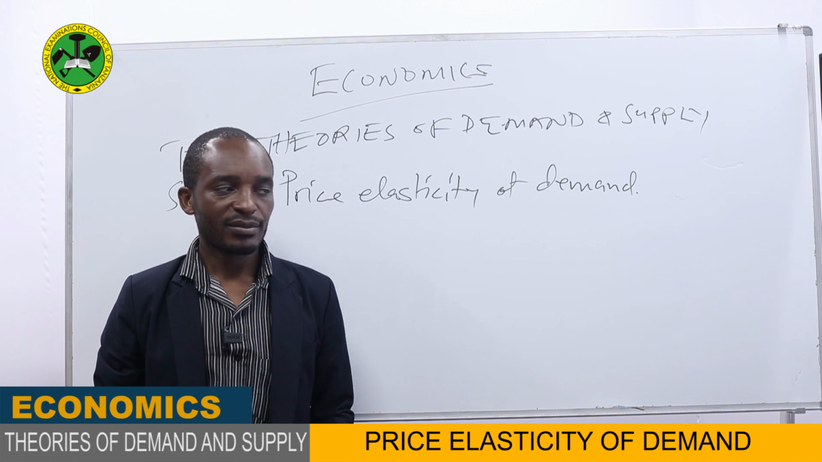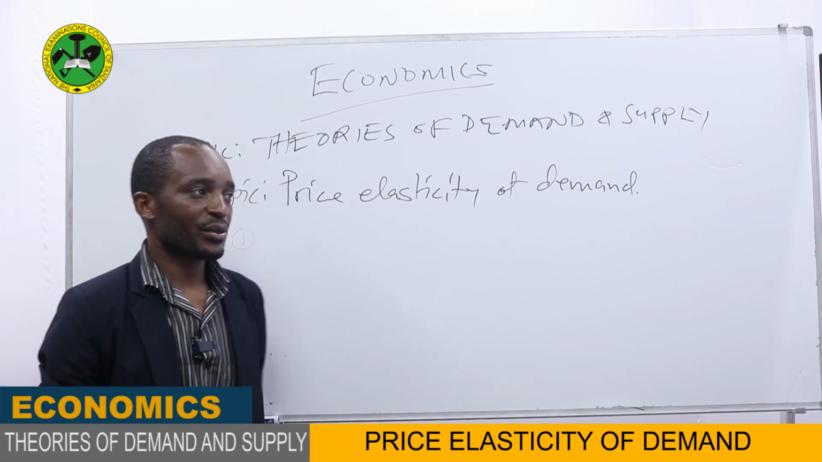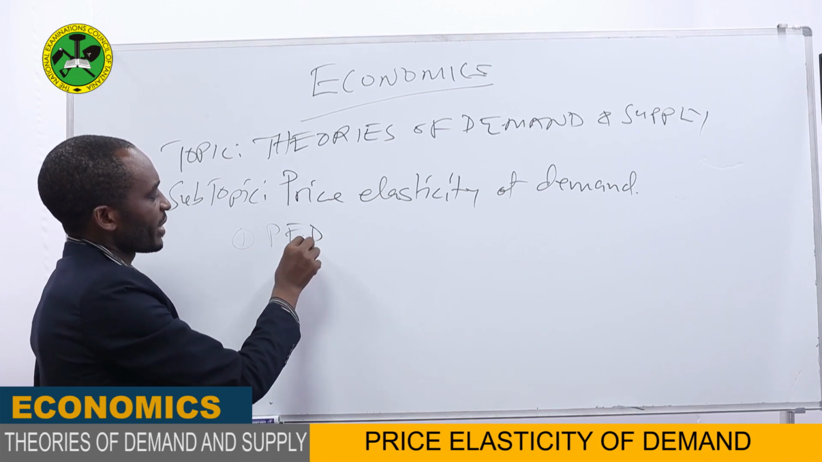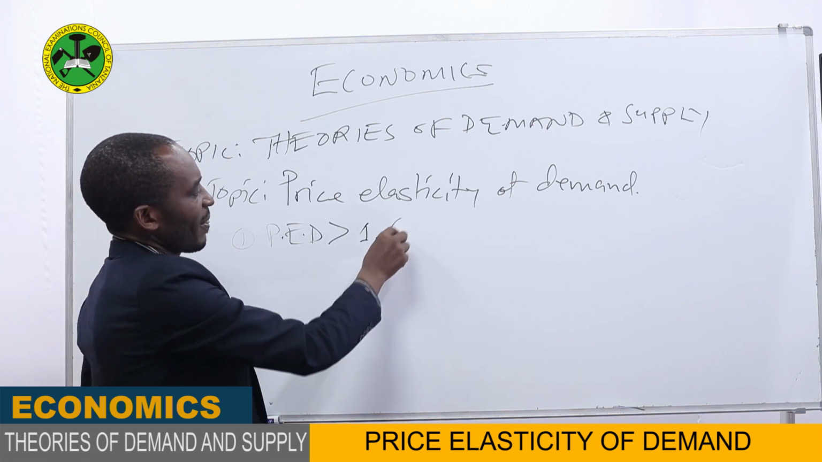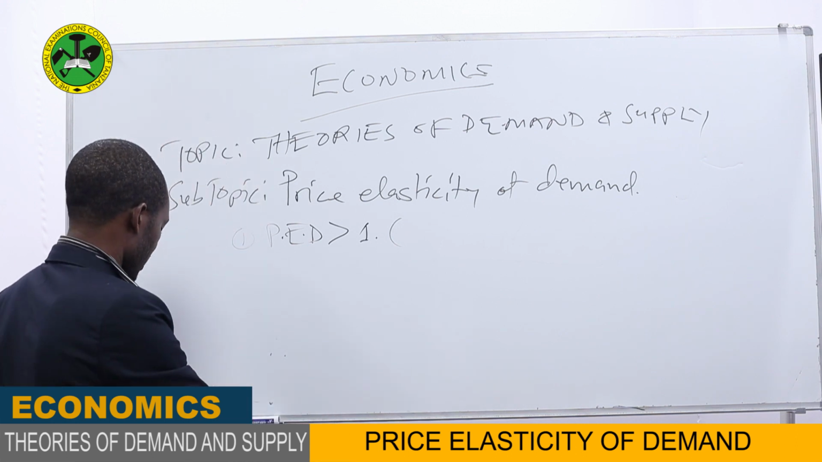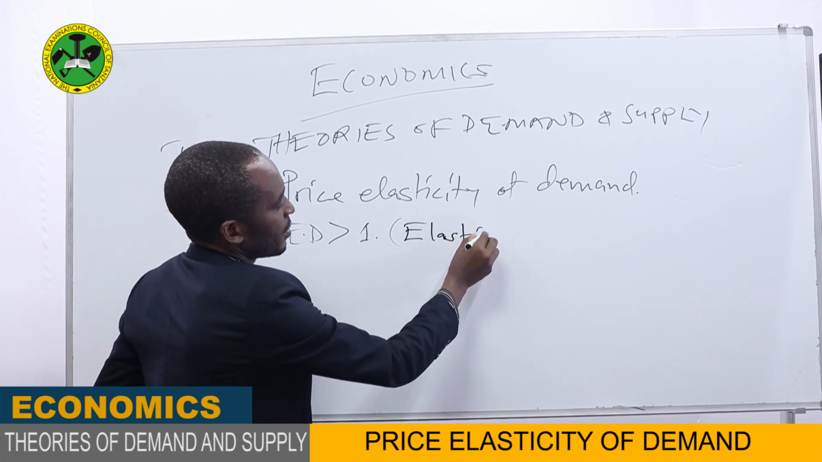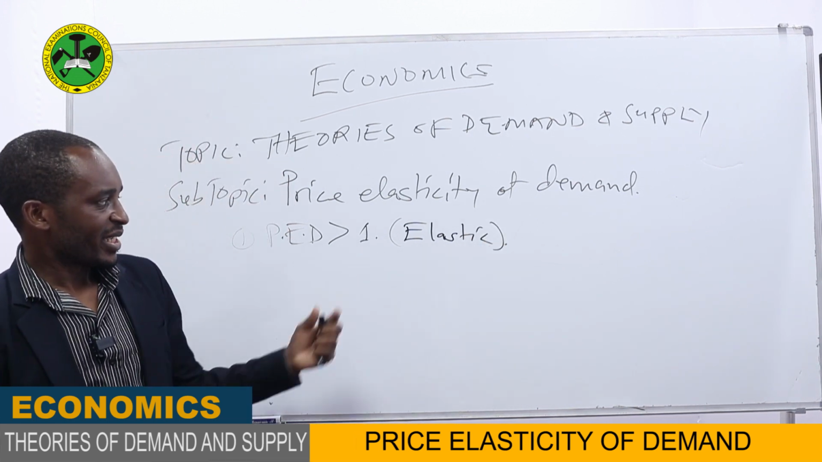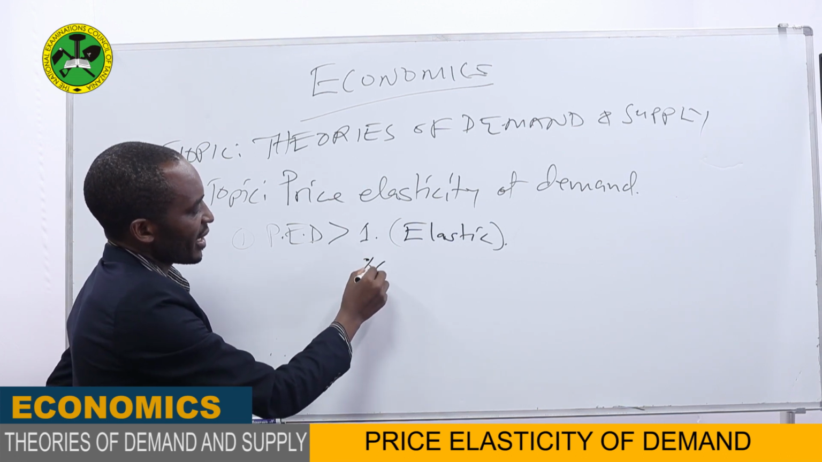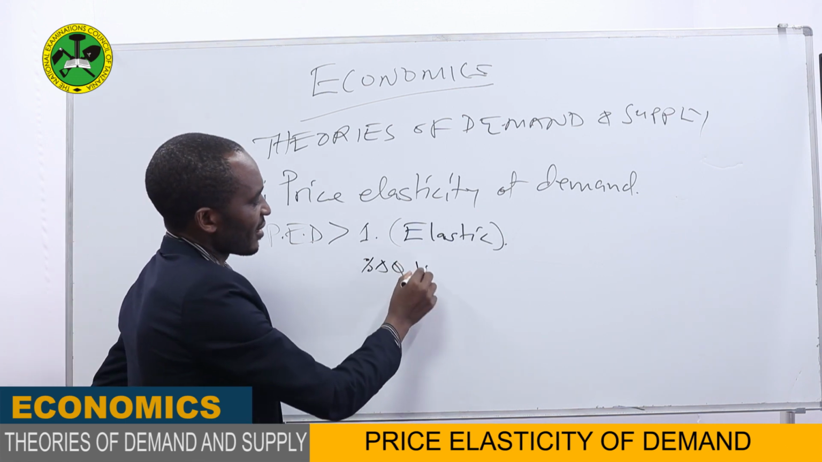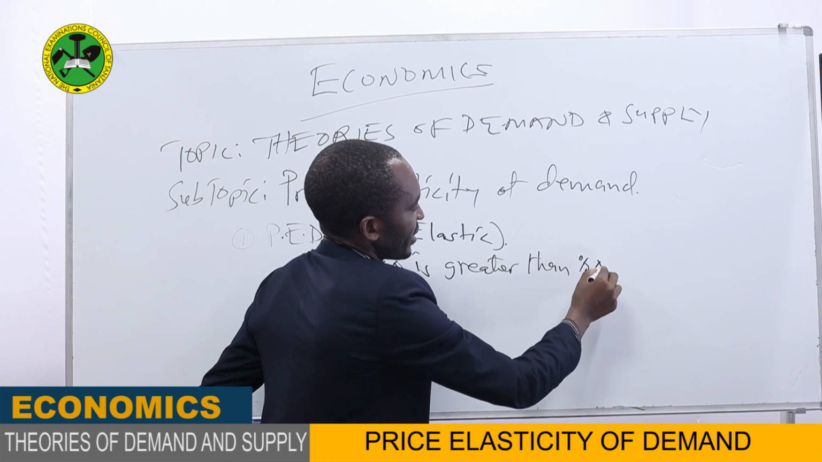Now, let us look at case 1. For case 1, let's say after calculating the price elasticity, you get a value of price elasticity of demand greater than 1. When you get a price elasticity greater than 1, we call this elastic. So the price elasticity will be elastic. Now, this means that the percentage change in Q is greater than the percentage change in P.